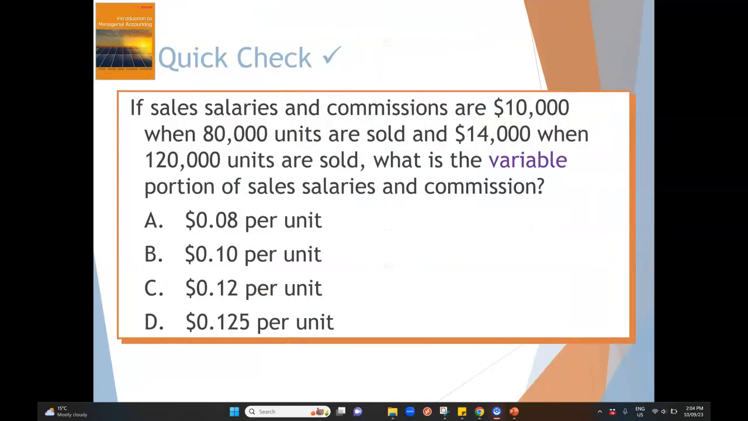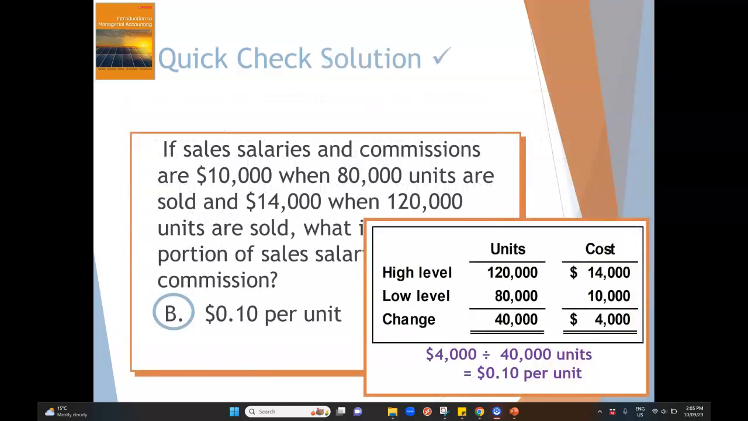Quick check. If sales salaries and commissions are 10,000 when 80,000 units are sold and 14,000 when 120,000 units are sold, what is the variable portion of sales salaries and commission? A. 0.08 per unit. B. 0.10 per unit. C. 0.12 per unit. D. 0.125 per unit. The answer is B. 0.10 per unit.